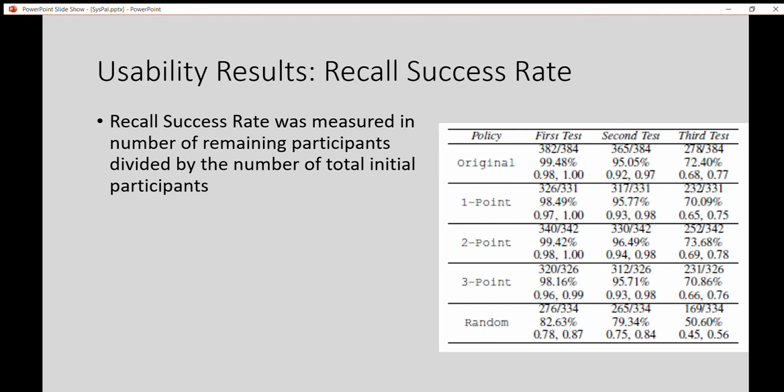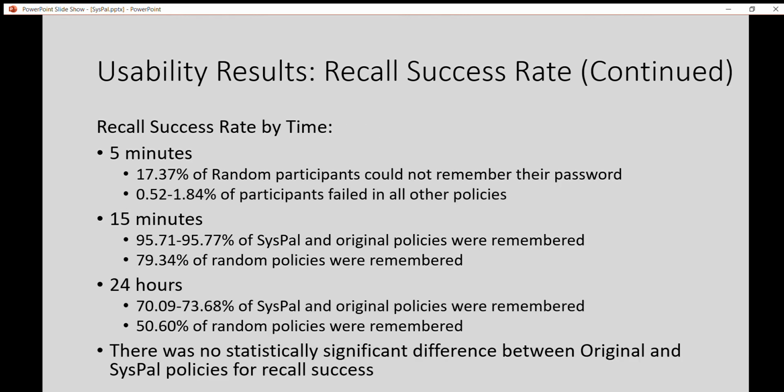So first we have the recall success rate. The recall success rate is essentially whether the user was able to remember their password, and was measured as the number of remaining participants divided by the total number of initial participants. So based on each time, you can see that for participants at 5 minutes that were assigned the random method, 17% of them were not able to remember their passcode, whereas only 0.5 to 2% of participants were unable to remember their password in other policies. This is a very large and significant difference between random and the other policies.